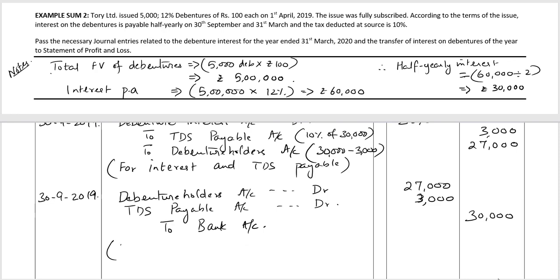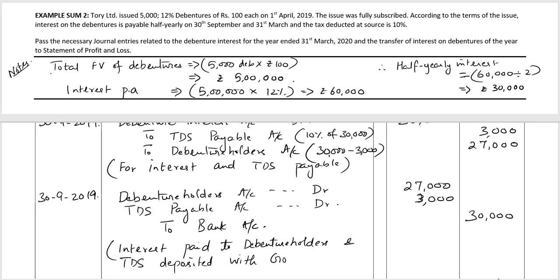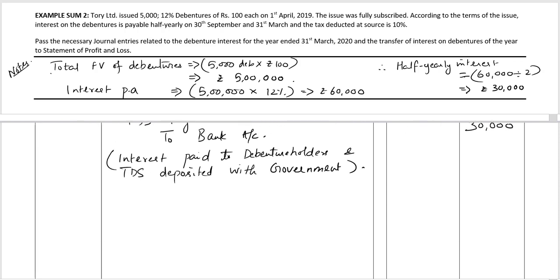Narration: interest paid to the debenture holders and TDS deposited with government. You've dealt with the 30th September entries. We will move on to 31st March 2020.